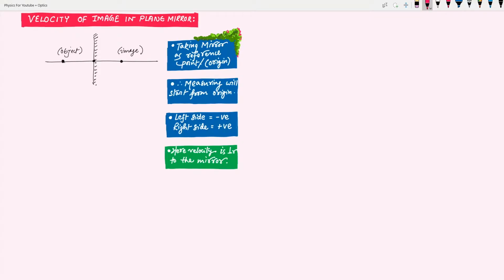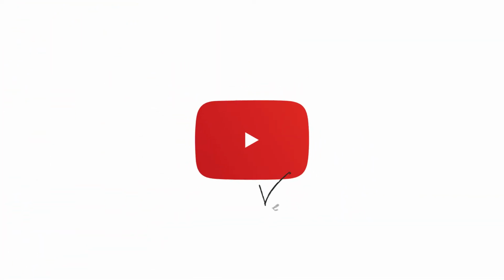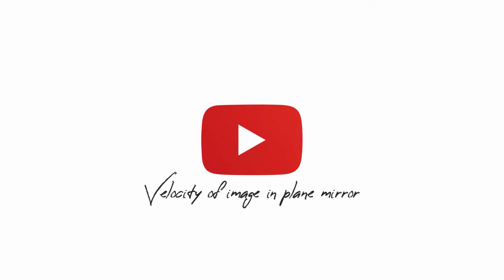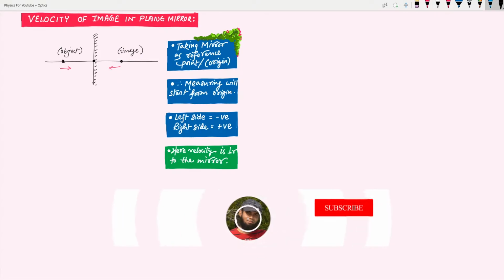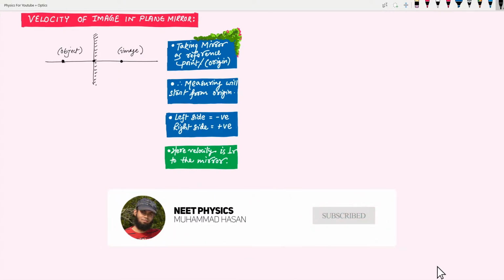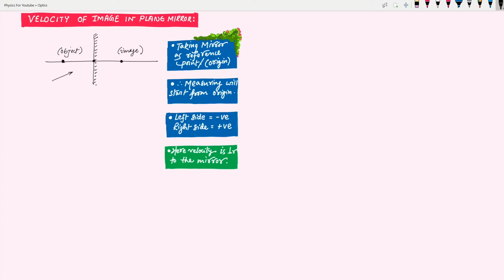Okay, now the concept that we'll be studying is velocity of image in plane mirror. Now, if we move the object in a certain direction with a certain velocity, then what will be the velocity of the image? This is what we will learn today. So let's see how you can build this concept. Look at this diagram, okay, and see.